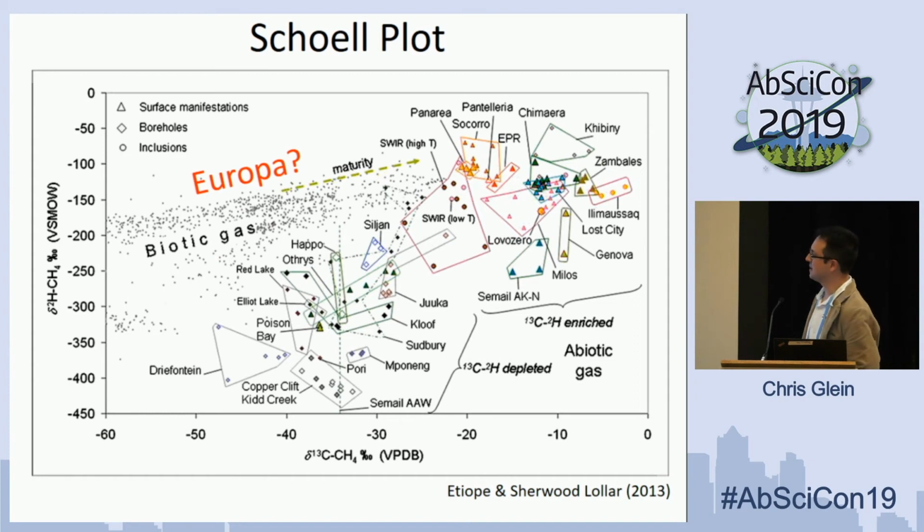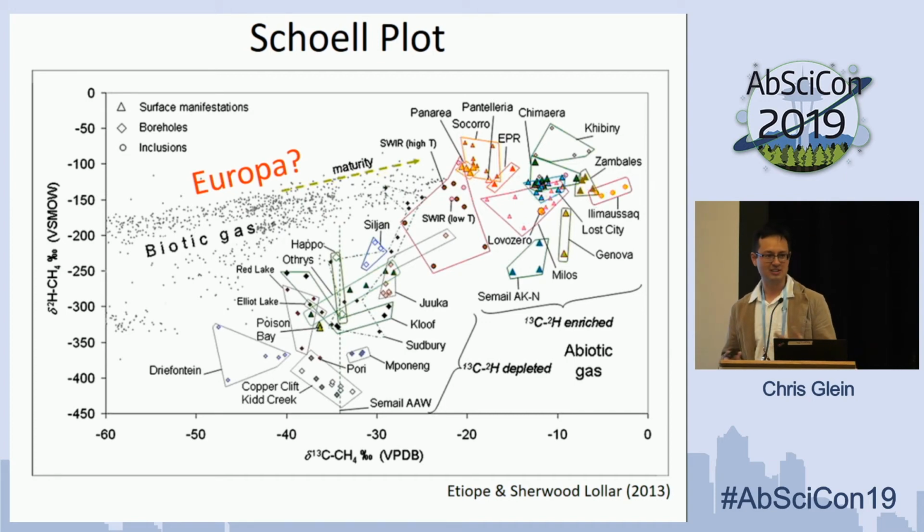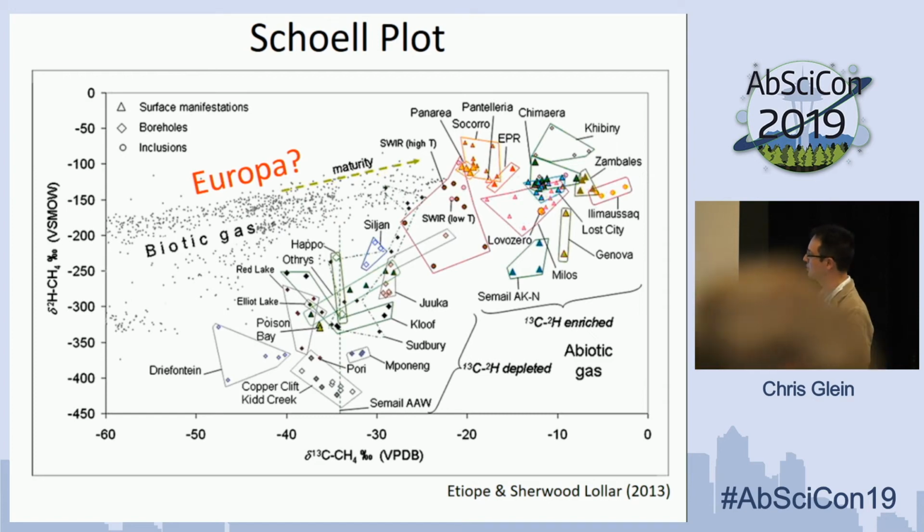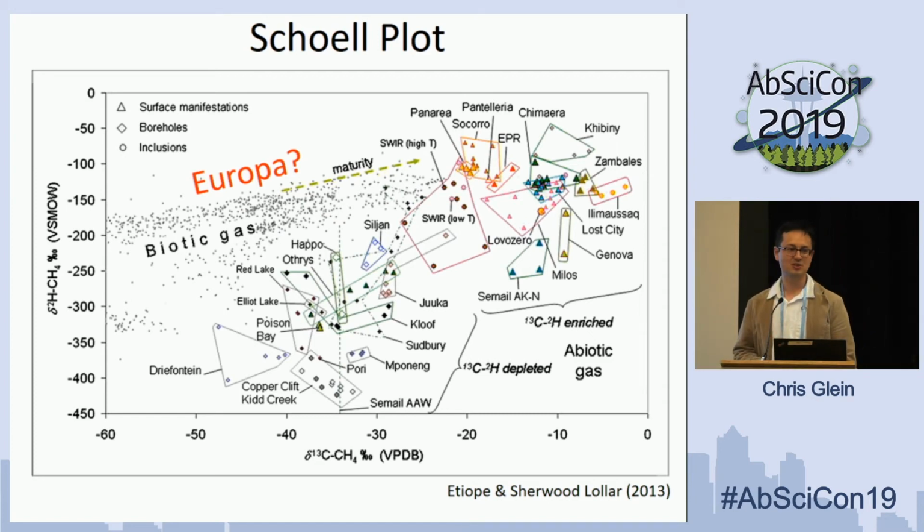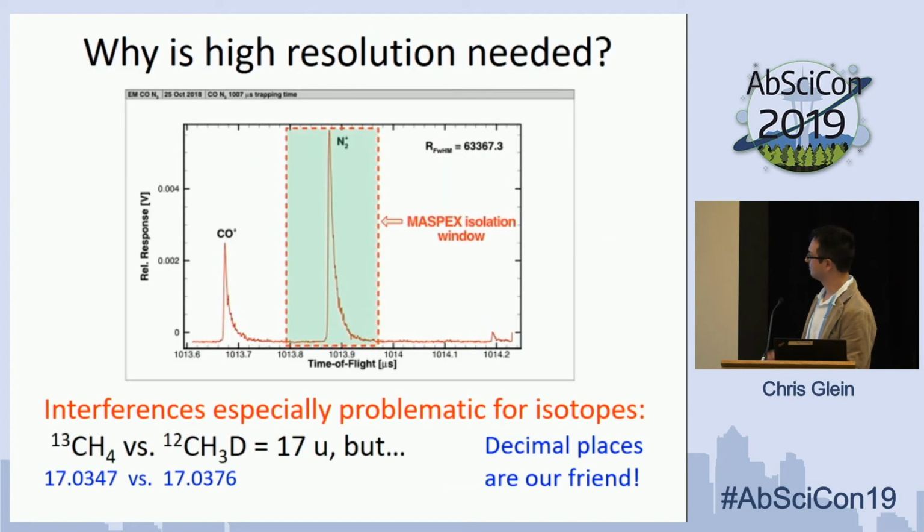So this is a famous plot in geochemistry showing how you can organize the origin of methane based on carbon and hydrogen isotopes. And there seem to be certain regimes that separate abiotic versus biotic gases. So we're trying to use these kinds of empirical rules and rules based on physical chemistry, and then compare that to the data on Europa, which we don't yet have. So I think this is a nice path forward for this type of isotope work.